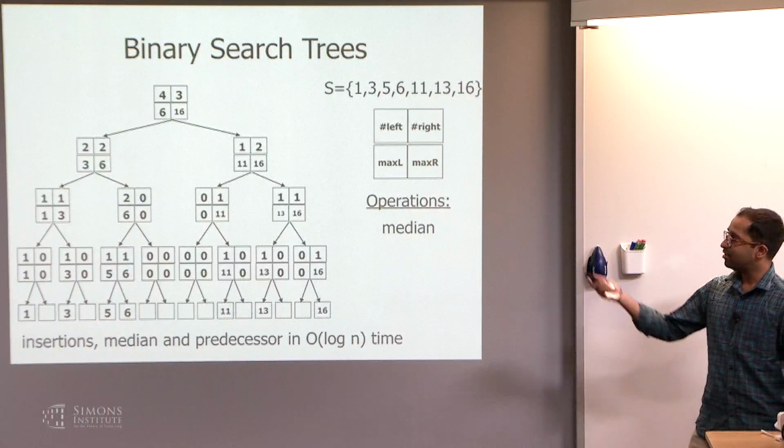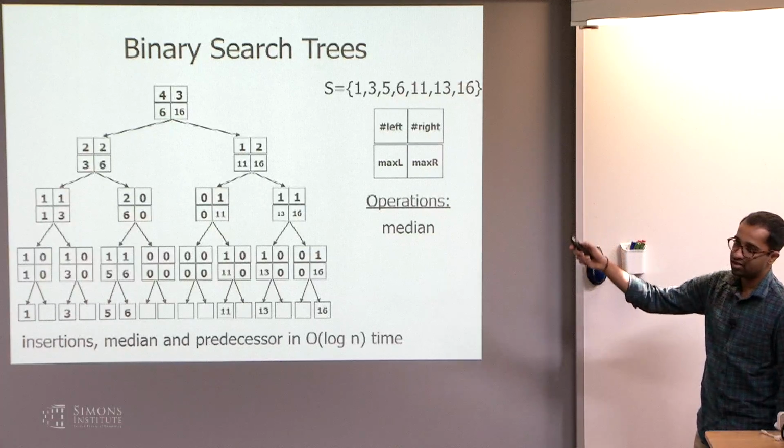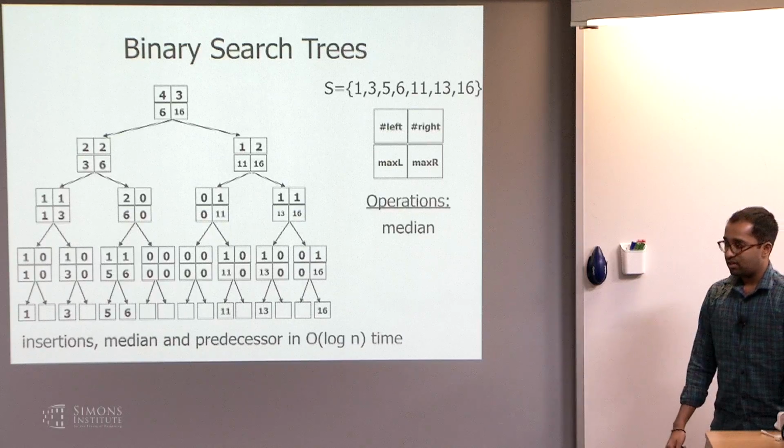Here it's again easy to see that you can do median in log n time, because you go to the root and then you recurse on the left or right depending on the number of elements in the left subtree and the right subtree.